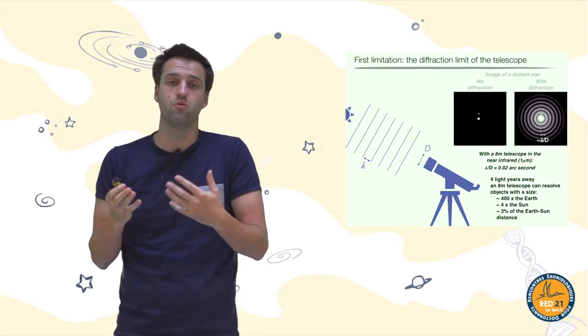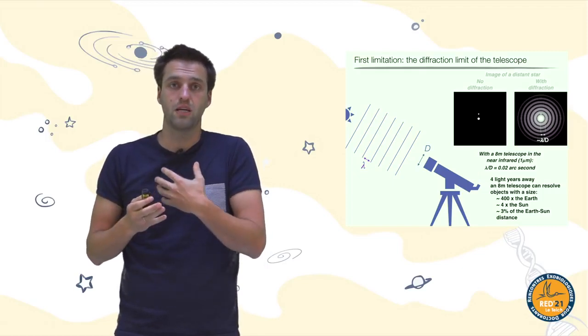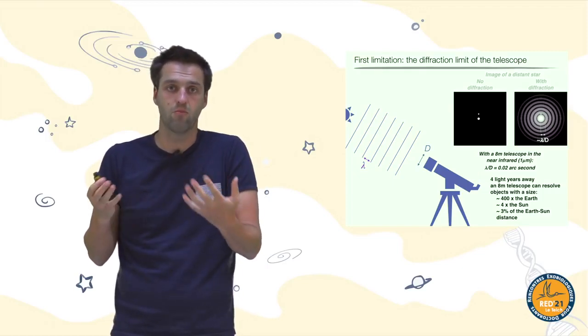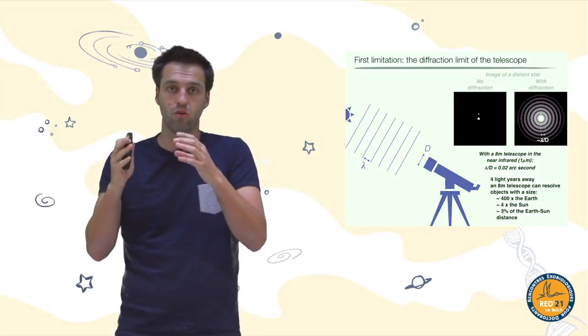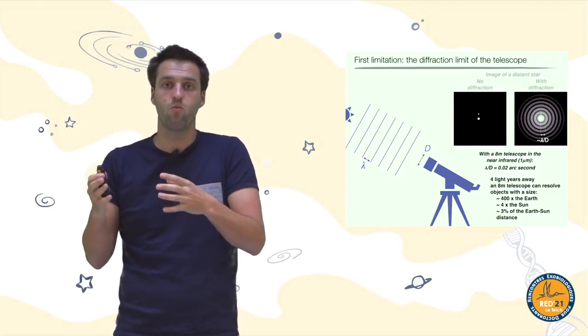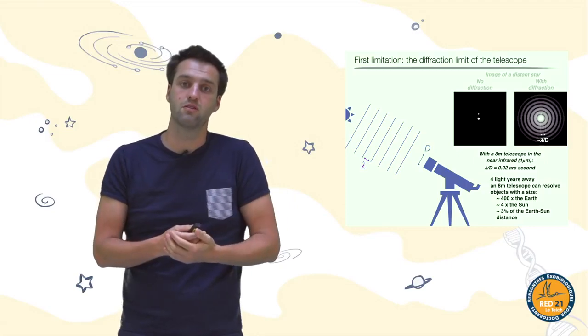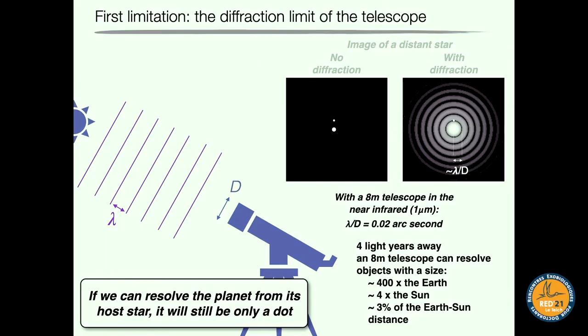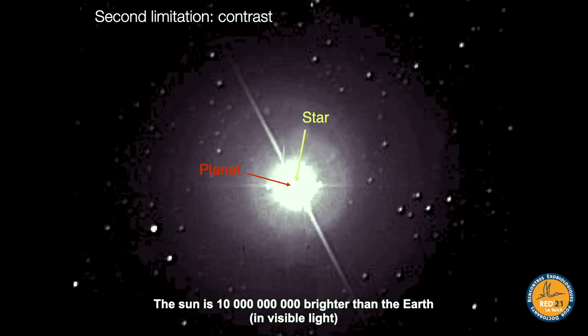But still, this planet would be a dot, meaning that we could not. At the moment, it's completely impossible to image a planet the same way that we image the planets in our solar system. The problem is that even if we are able to resolve, meaning that the two spots will not be the same on our image, there is a second problem, and the second limitation is contrast.